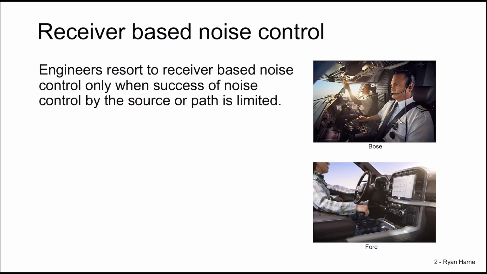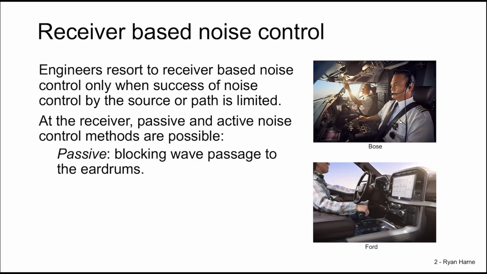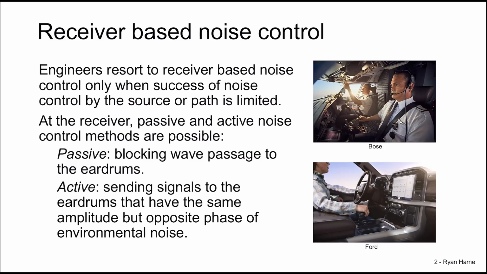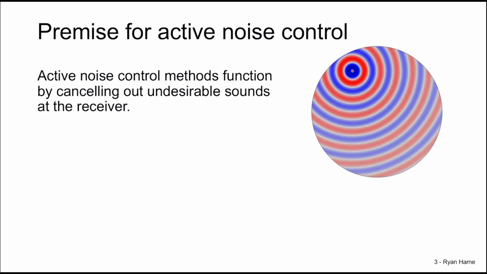by the source or the path is limited. And at the receiver, we can use passive and active methods to limit noise exposures. The passive method would be simply to block the wave passage to the ear canal, for instance, using earplugs or earmuffs. The active approach is to send additional signals into the environment that have the same amplitude but opposite phase of the noise to help cancel this environmental sound. The premise for active noise control is therefore to cancel out undesirable sounds at the receiver.